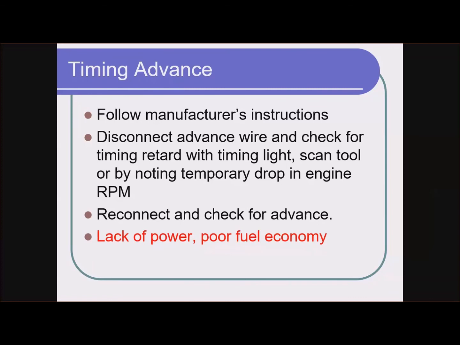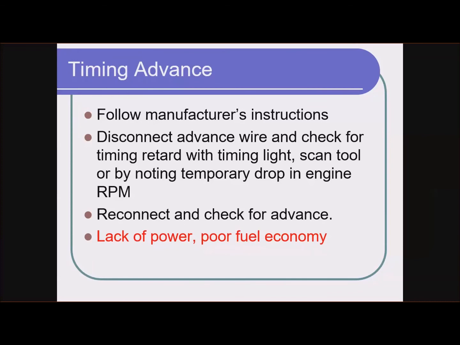So this is a test that was more useful when the computer was telling the ignition module to advance the timing. It was verifying the communication between the two. Now the computer is completely in charge of when the spark plug fires, so this test has become kind of obsolete.